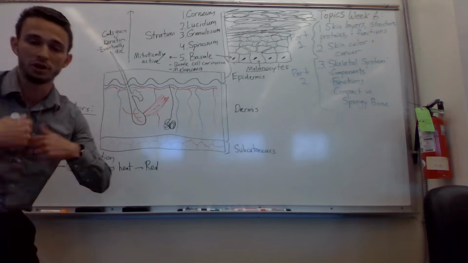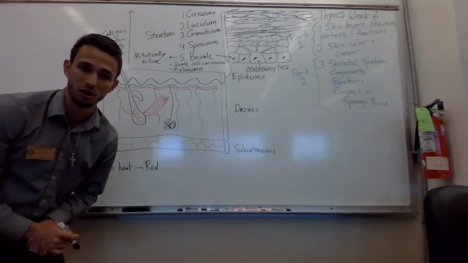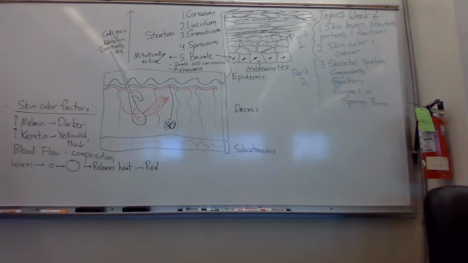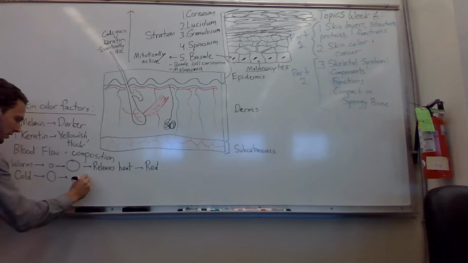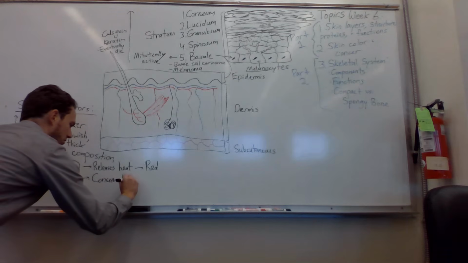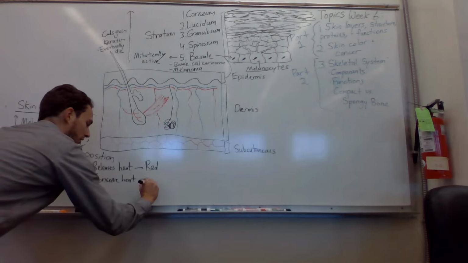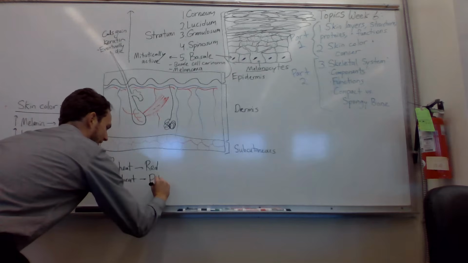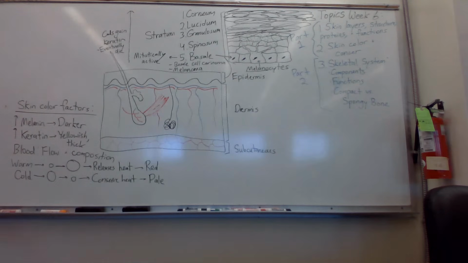Because there's more blood flow coming to the surface, that's why you appear red. However, if you are cold, you want to conserve the heat. So instead, your blood vessels will go from vasodilated to vasoconstricted. This will conserve heat, and when you are cold, you will appear pale. Great.